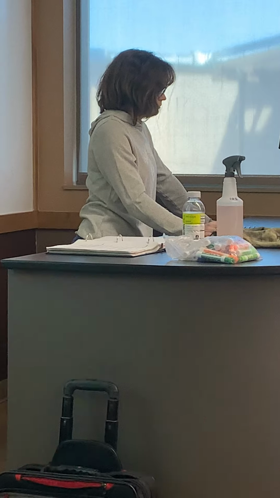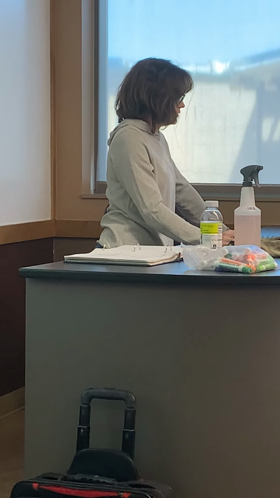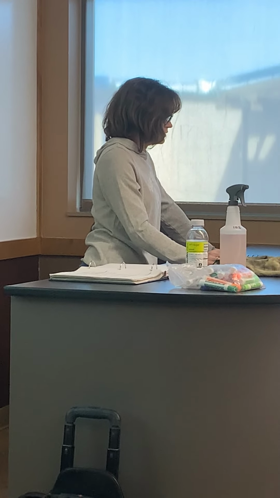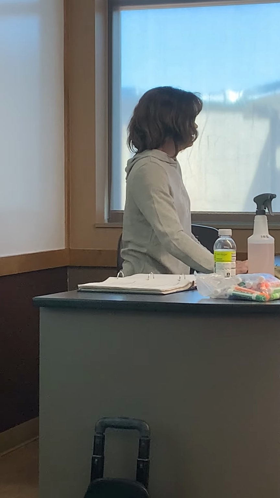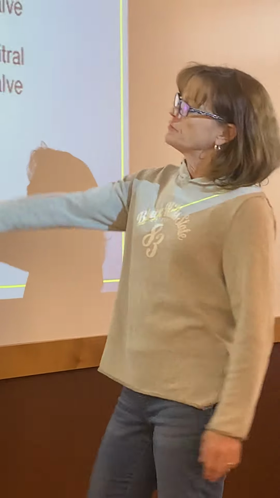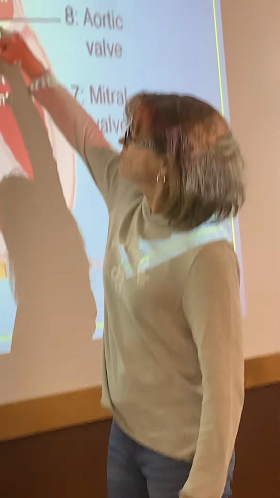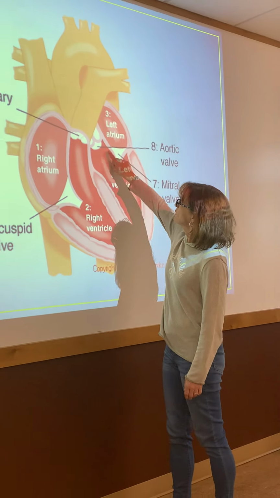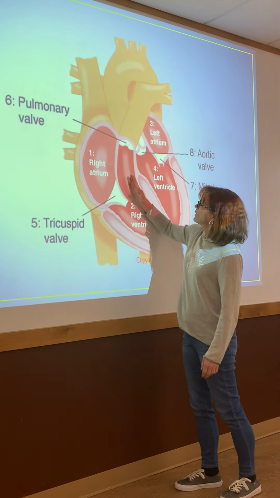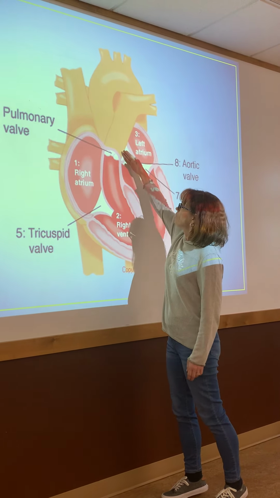The upper chambers are the atria, the lower chambers are the ventricles, right side versus left side. We've got the one-way valves between the atria and the ventricles, your tricuspid and your bicuspid, and then we've got our one-way valves that carry blood out of the heart.